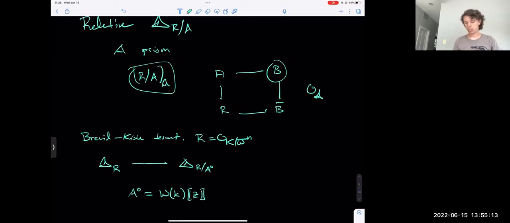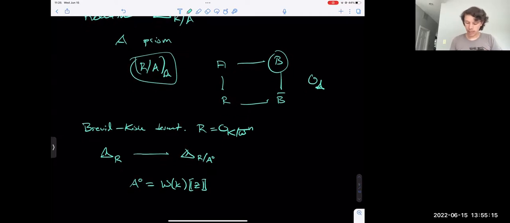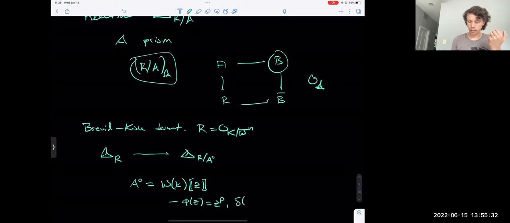So this is a so-called Breuil-Kisin prism. I need to make this a prism. So what do I need to do? I need to make this into a delta ring first. So on the Witt vectors, I have the Witt vector Frobenius, and that just means I have to tell you what Frobenius of z is. So Frobenius of z is z to the p, or equivalently, delta of z is 0. So that makes this into a delta ring.